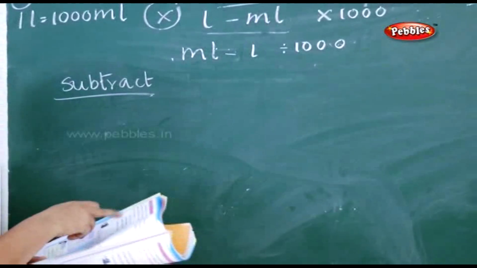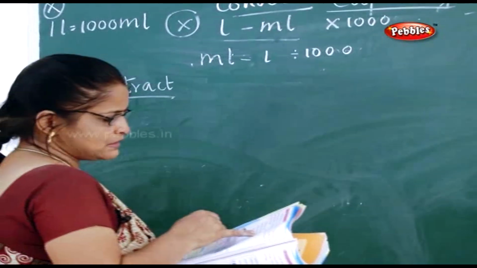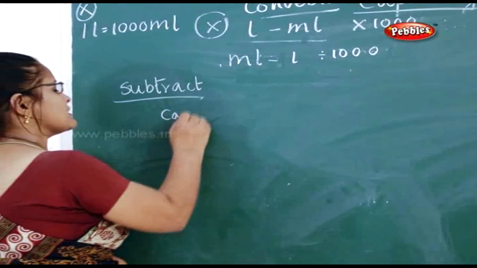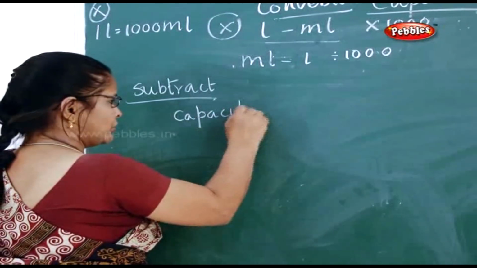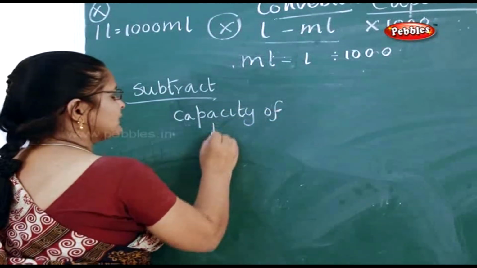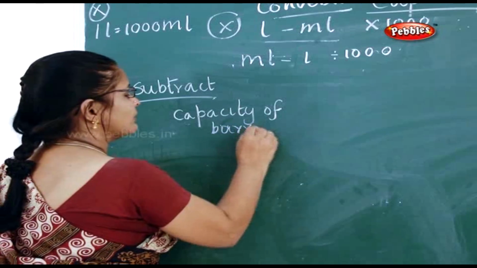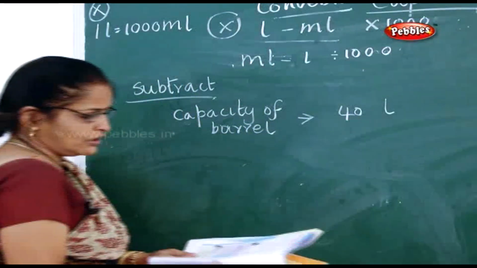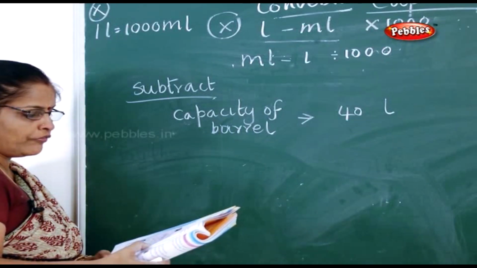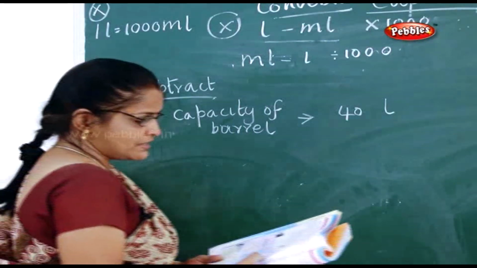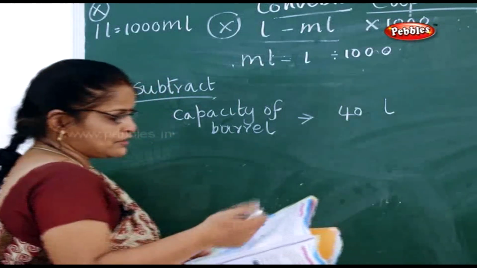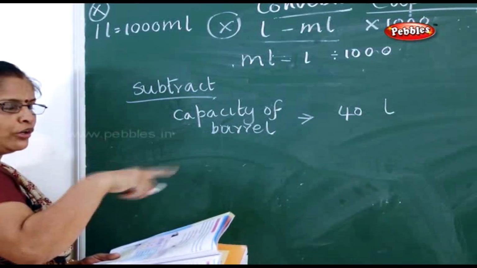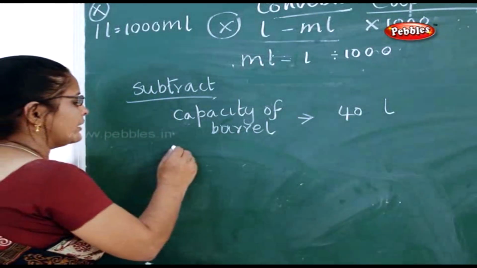Now what is the capacity of the barrel? It is 40 liters, because the barrel can hold 40 liters. So you have to write: capacity of barrel is 40 liters. Now a bucket can hold 5 liters. So what she has done is, she has taken 5 liters of water from it and she started watering the plants.